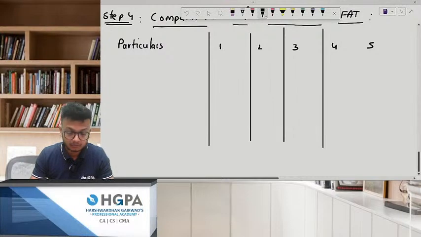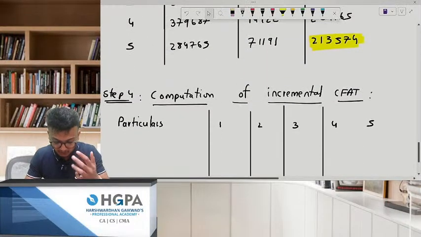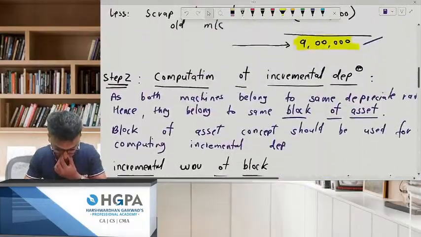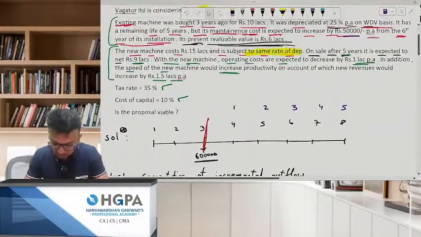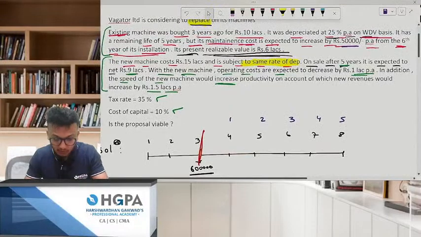Can I start? Ladies and gentlemen, can I start? So what will you start? One sec. First show the question. Only you have the question. We don't have. Okay, now.